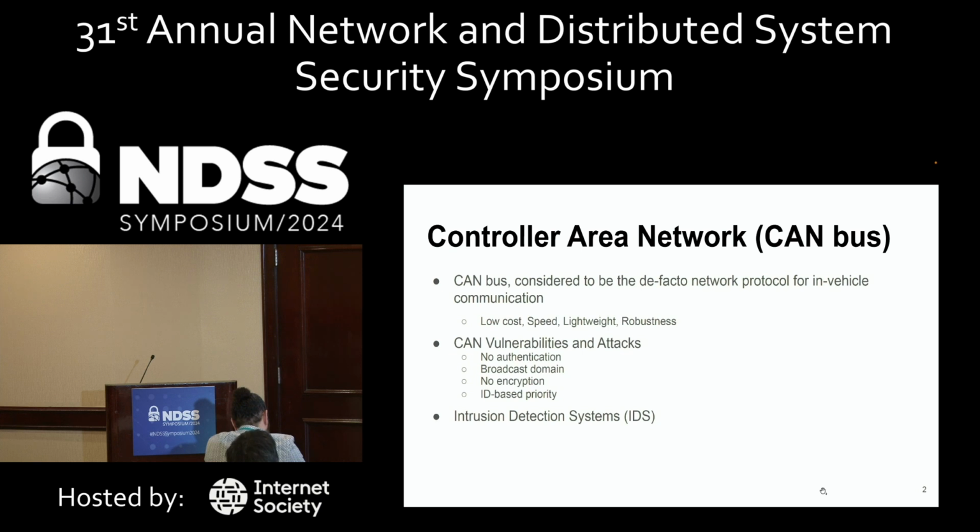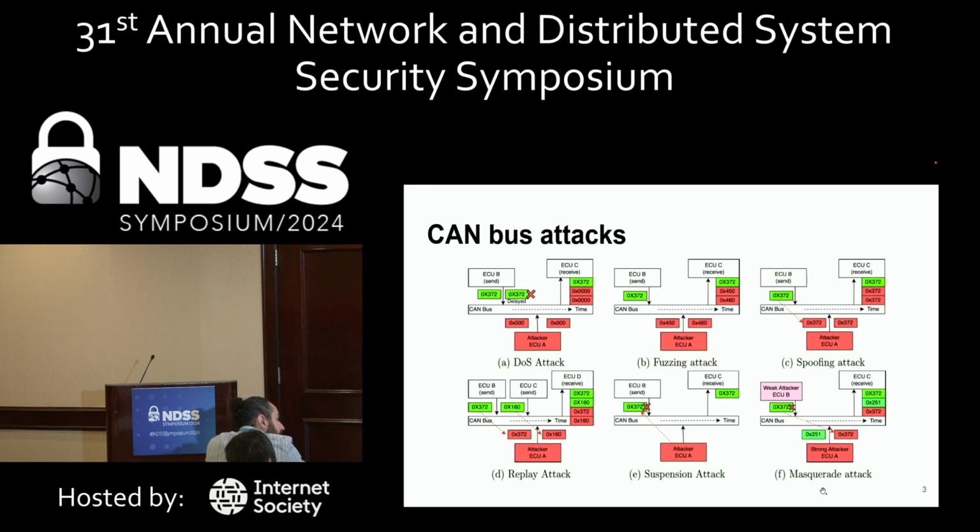As a solution, researchers have proposed intrusion detection systems. These systems are designed to identify attacks on the CAN bus. This slide highlights a range of common in-vehicle network attacks. Denial of service, DoS, attacks aim to disrupt communication services by flooding the network with a large volume of frames, typically with high priority IDs.